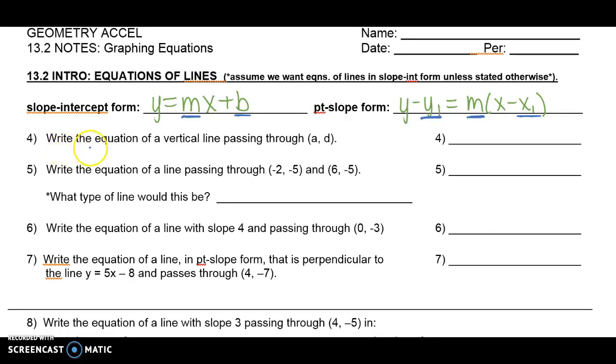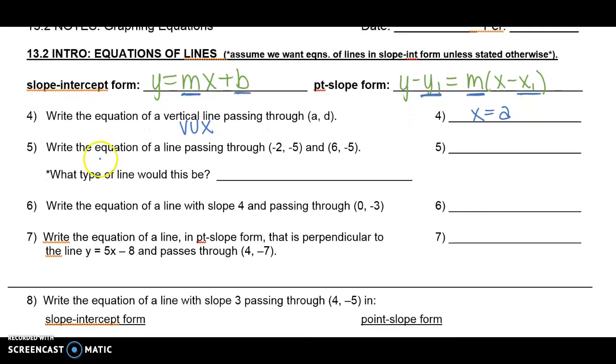For this first one, we're wanting to write an equation of a vertical line passing through a, b. So we're passing through a point. Vertical line, meaning undefined slope, x equals. What is x equal to in this ordered pair? That's right, so x equals a. And if there was a value in there, we would just name it as x equals whatever that number was.